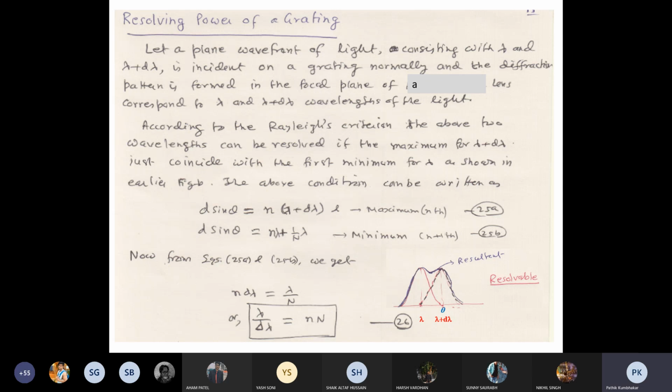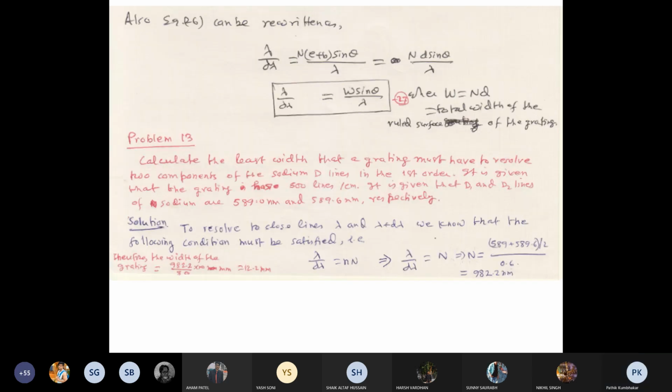Now we can substitute the value of small n and capital N. So small n is (e plus b) sin theta by lambda, because (e plus b) sin theta equals n lambda. So we can substitute the value of n here, and then it becomes N into d sin theta by lambda, where d is e plus b.